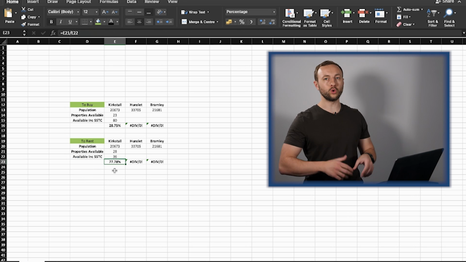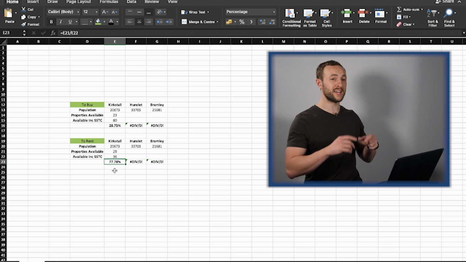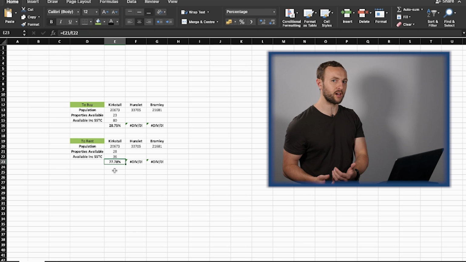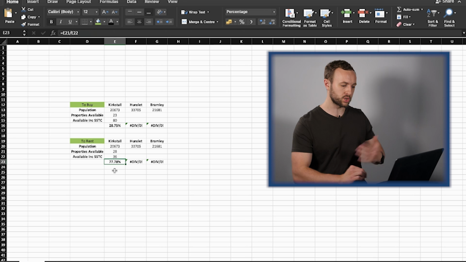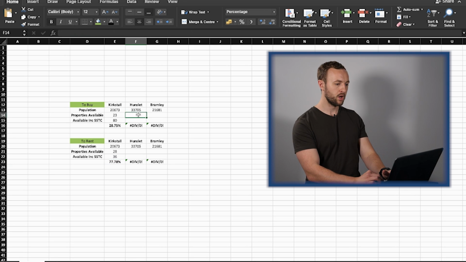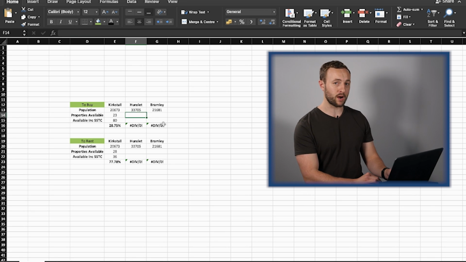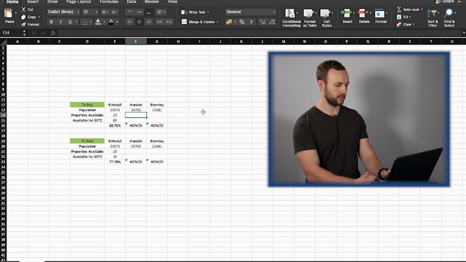So that's quite a lot. But what you do need to bear in mind with the rentals though is they're very quickly taken off. So once they get rented, they're usually removed within a week. So it is a very fast moving market. Right, let's speed through Hunslet and Bramley now, and then we'll analyze it at the end.